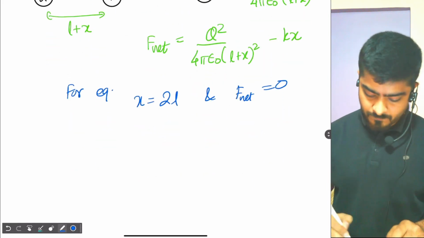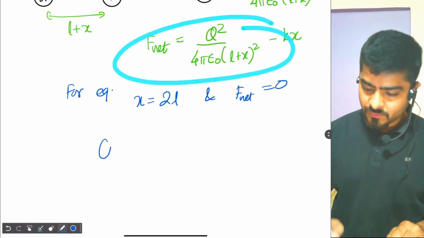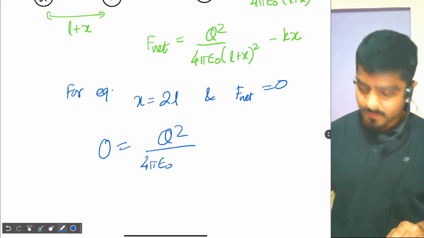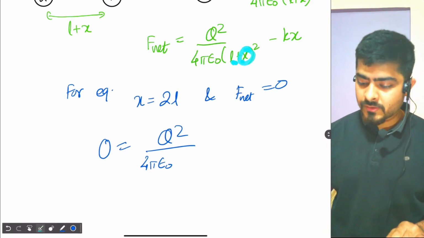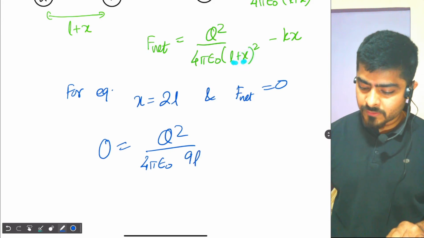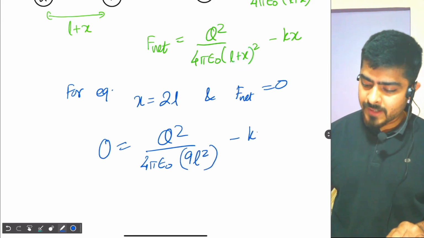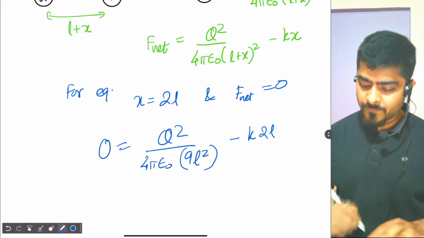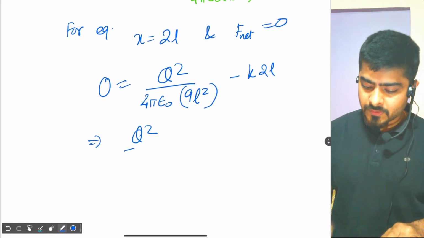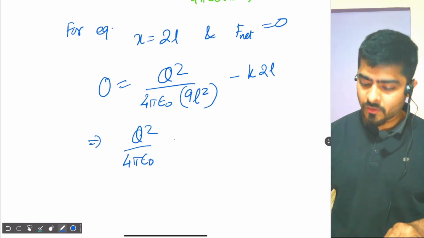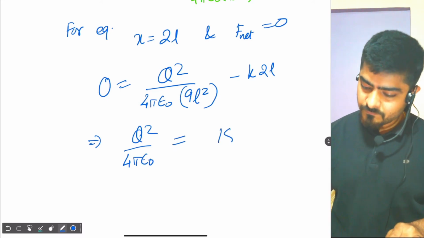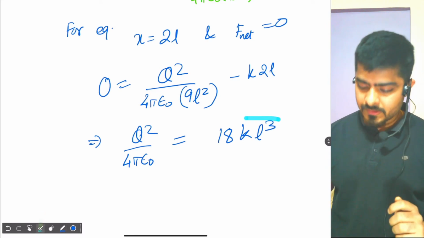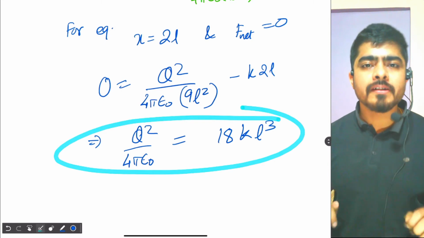So put the values in this formula. So 0 is equal to Q square by 4 pi epsilon naught, x is equal to 2L, so L plus 2L will be 3L, so 9L square, minus kx. And x is again 2L. So from here I obtain Q square by 4 pi epsilon naught is equal to 18KL cube. Okay, this is the relation I obtained, and I will use it further.